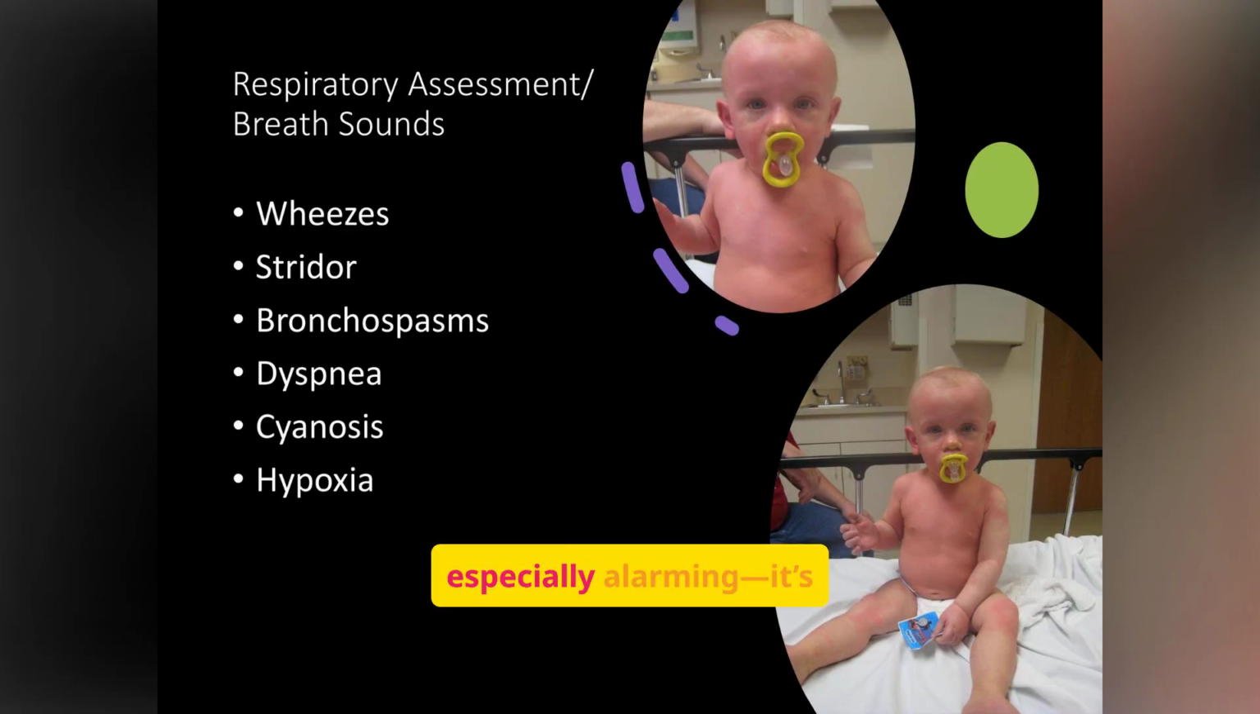Stridor is especially alarming. It's a high-pitched, harsh sound that means the upper airway is closing. Cyanosis, or bluish skin, indicates oxygen deprivation. These symptoms require immediate oxygen support and possibly intubation. Nurses should always have emergency respiratory equipment ready, including suction and oxygen delivery systems.